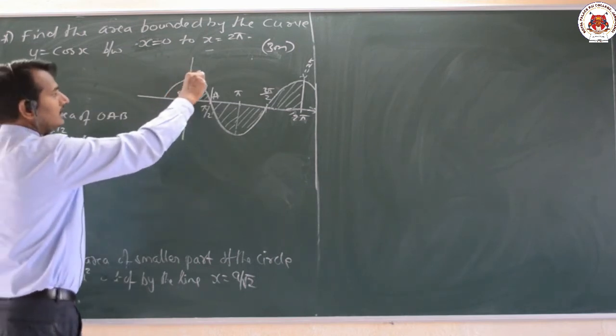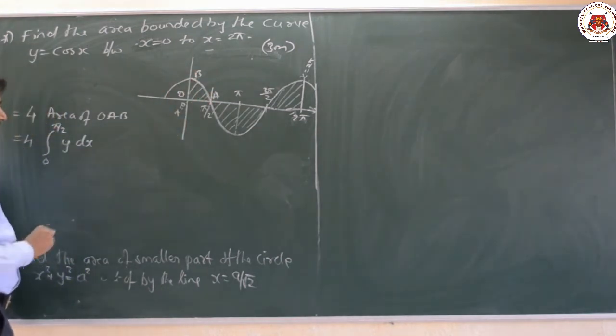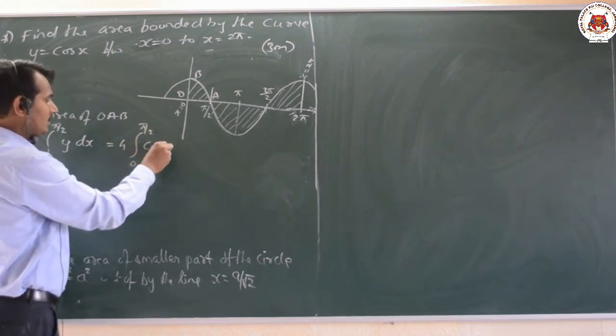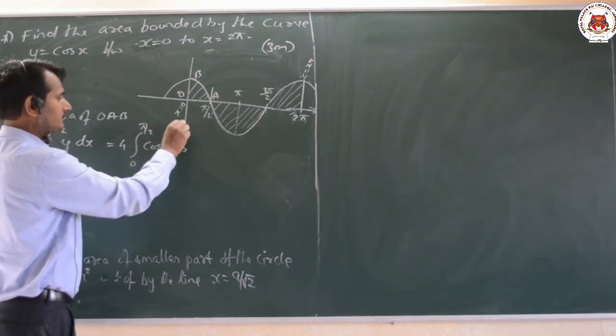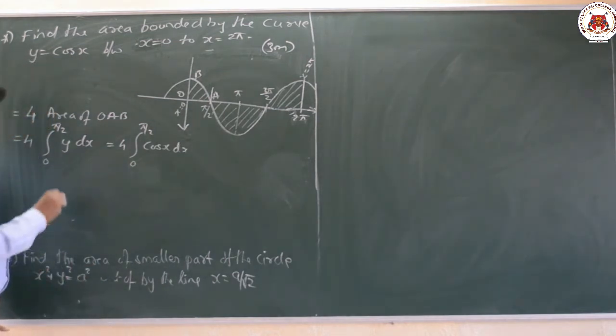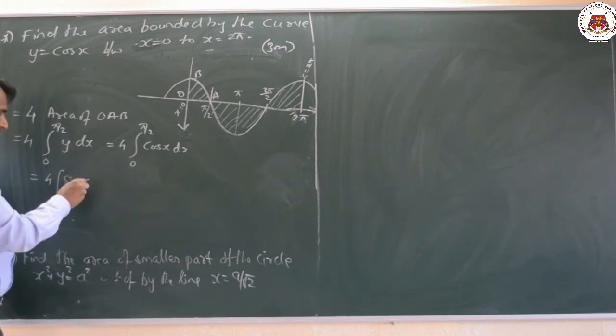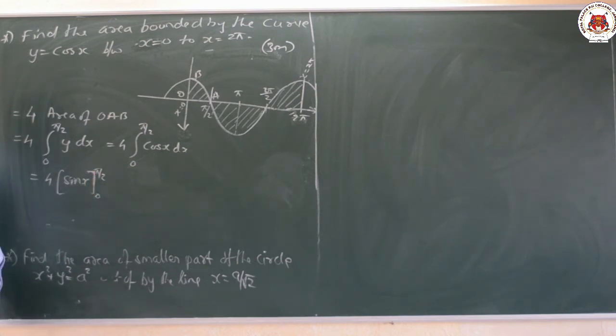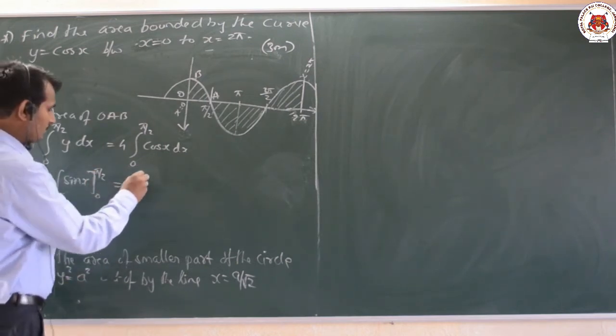What is the curve here? The curve is y equals cos x, so that is 4 into the integral from 0 to pi by 2 of cos x dx. Now what is the integration of cos x? The integral of cos x will be sin x, between the limits 0 to pi by 2.